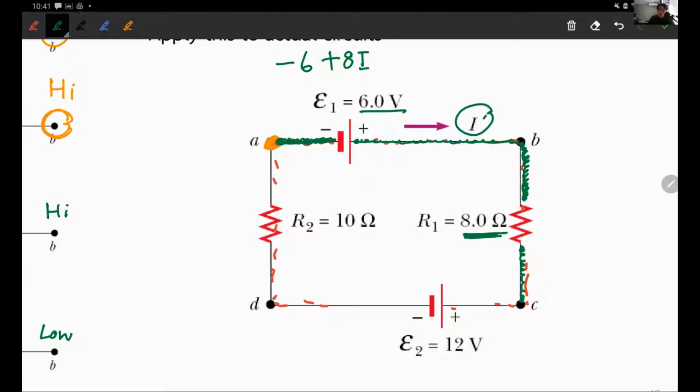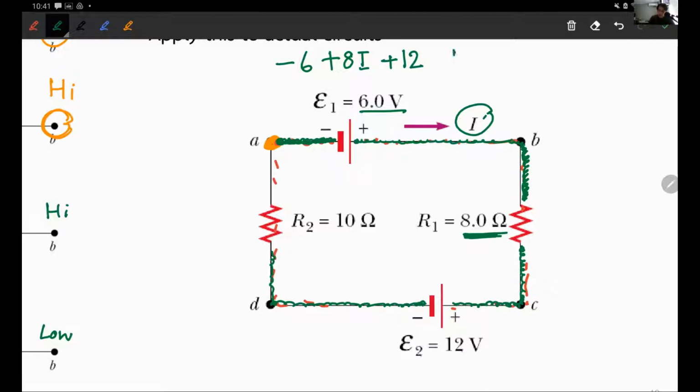Now I'm at point C. Now I hit the battery, but now I'm hitting the positive end of the battery, so I put the positive 12 to it. Keep going. Now I see the resistor one more time, so I'm going to apply Ohm's law, current times resistance.